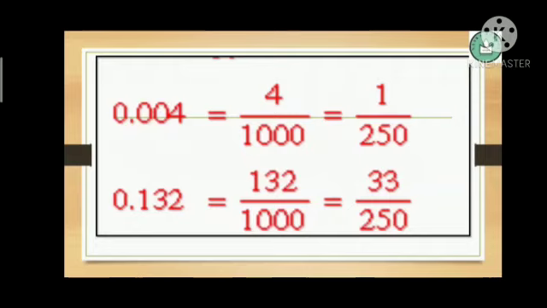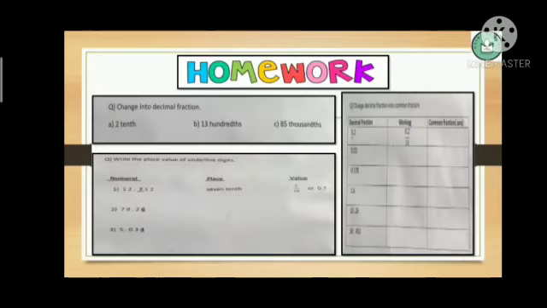Now this is another example. We convert 0.004 into its fraction, that is 4 upon 1000, and then further simplify 4 upon 1000 into 1 upon 250. And the next example, 0.132, we can easily convert 0.132 into its fraction, that is 132 divided by 1000, and it further simplifies into 33 upon 250. Now class, it's your homework.